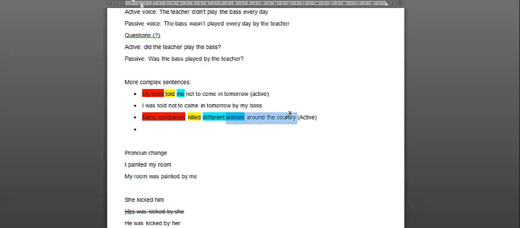Well, actually, it's this one: different animals around the country, because it's a specific subject, right? So we say that different animals around the country. Is this past or present? Well, this is past. Because it's animals, it's plural. So were killed by many companies, right?